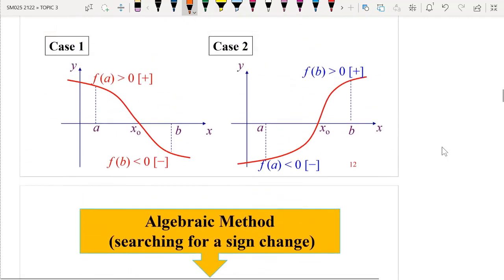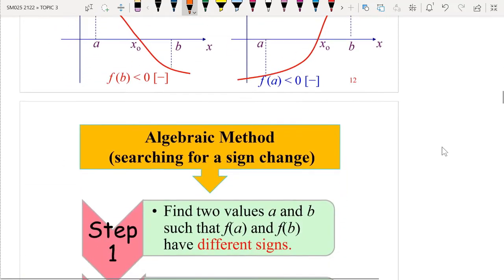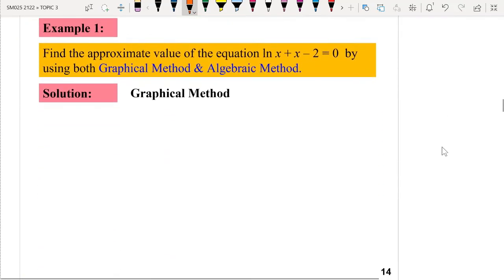We will elaborate this more through an example. Okay, so the first example: find the approximate value of the equation ln x plus x minus 2 equal to 0 by using both graphical method and algebraic method. So in this example, we will use both methods. So we start with the graphical method first.